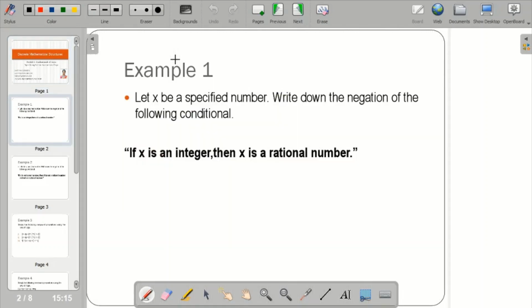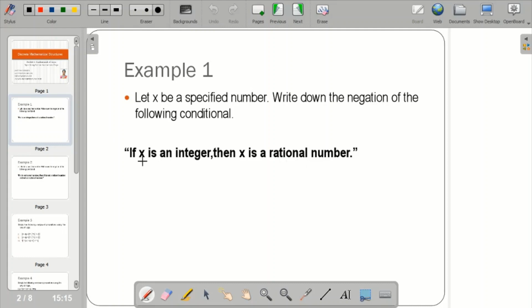So the first problem is based on the laws of logic. Write down the negation of the following conditional they have mentioned. Let x be a specified number. We don't know what the value of x is. Write down the negation of the following conditional. So here the statement is, if x is an integer, then x is a rational number.